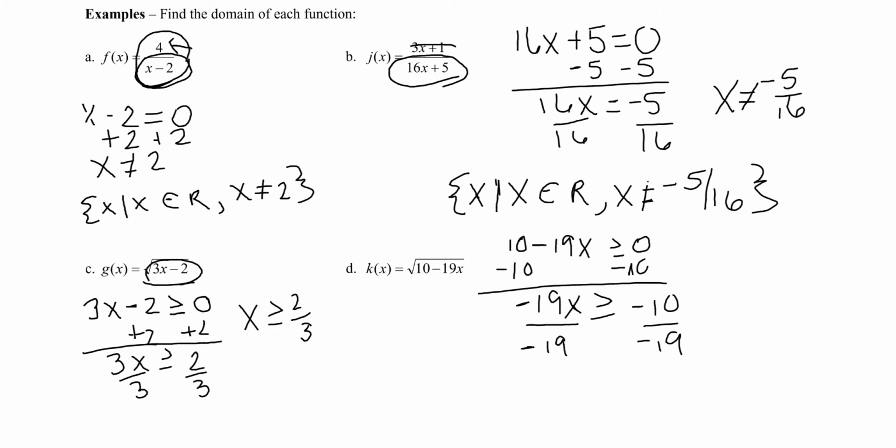Two negatives are going to make a positive, so x is... and again, because we're dividing by a negative here, remember your rules for solving inequalities, you have to flip your inequality sign. So x is less than or equal to 10/19. So in this case, x will have to be less than or equal to 10/19 in order to make a positive value under the radical. So our domain would be anything less than or equal to 10/19.